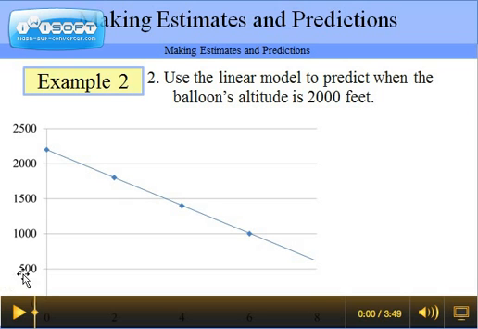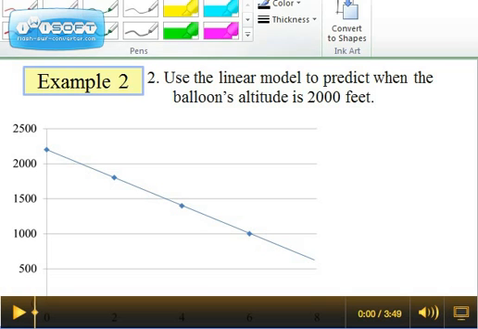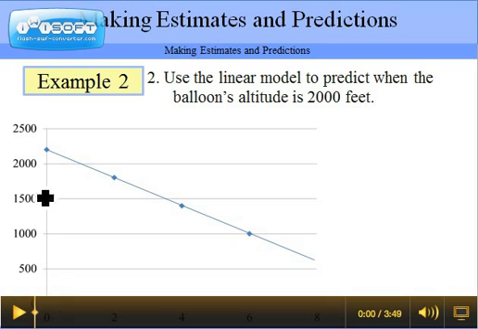In example 2.2, I want to use the model to predict when the balloon's altitude is 2000 feet. So I'm going to look at the altitude axis, or the vertical axis, and find 2000. So here is 2000. I'm then going to go over until I reach my line. So I go straight over till I reach my line, and I'm going to drop this point straight down. So it seems that at a t-value of 1, or after 1 minute, the altitude is 2000 feet.